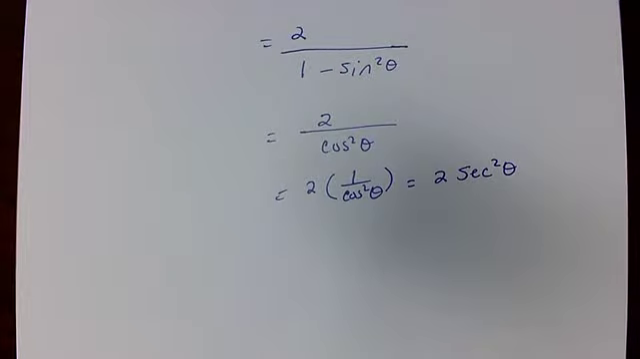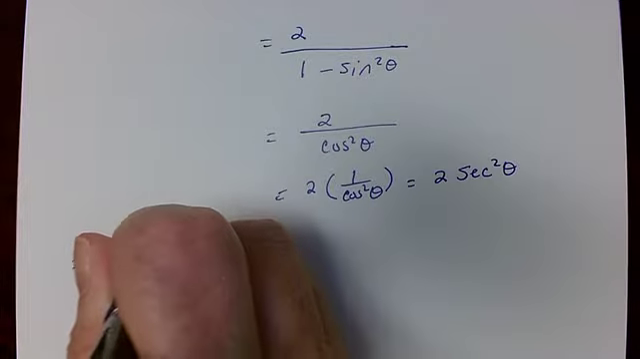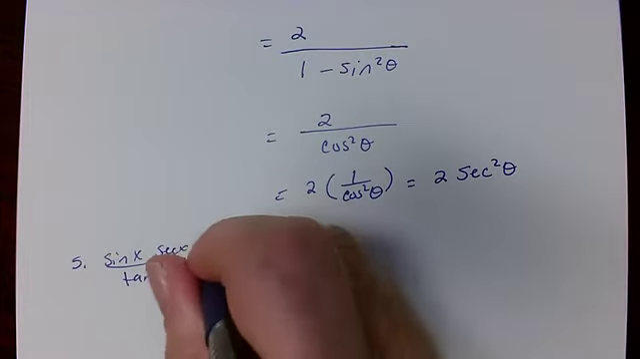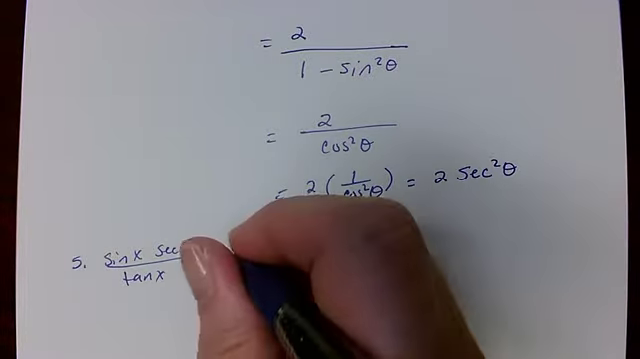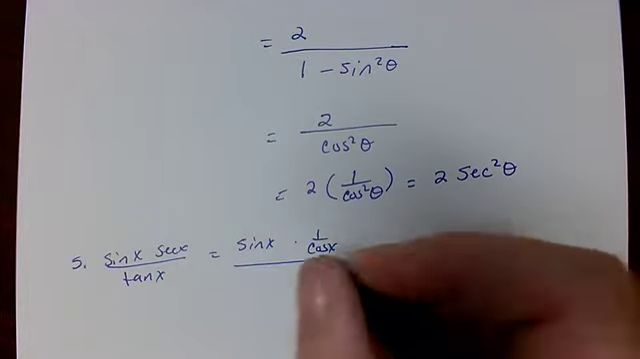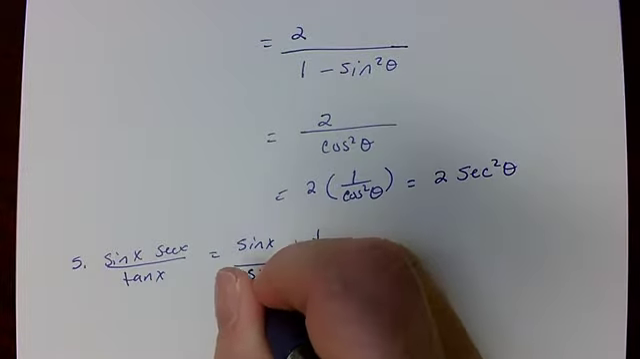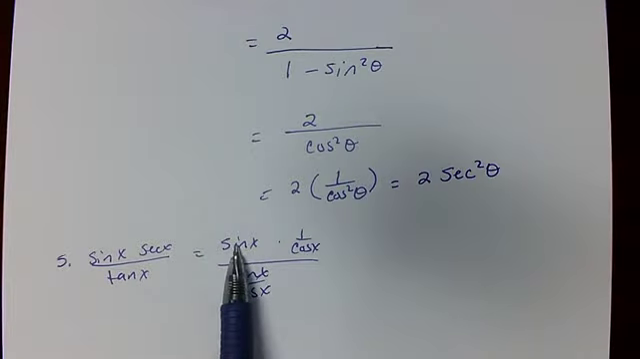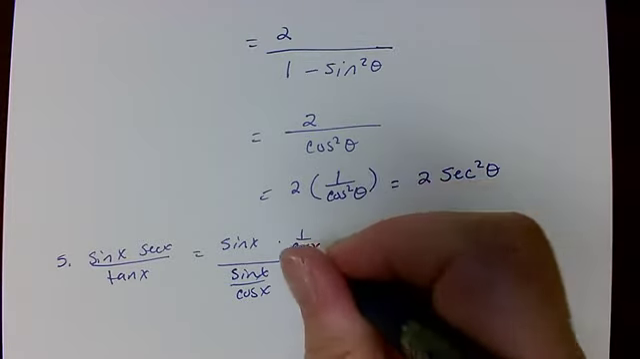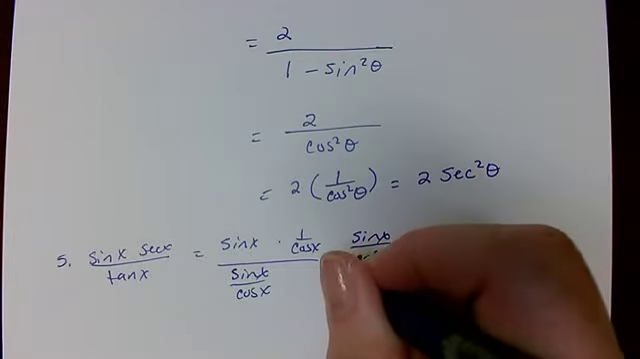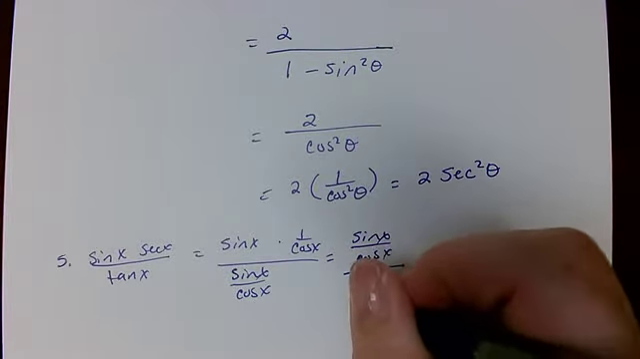All right, so our next problem, which is number 5, is sine x secant x divided by tangent x. So again, I'm going to put everything in terms of sine and cosine. So sine x times 1 over cosine x divided by sine x over cosine x. So I'm going to simplify this up a little bit. I can see that this would multiply on the top, and I'm going to have sine x over cosine x divided by sine x over cosine x.